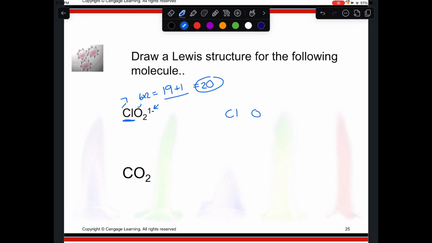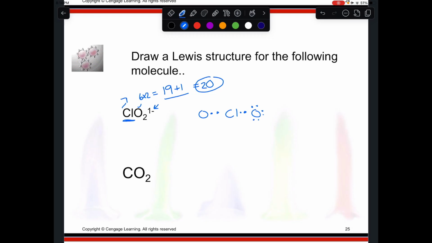Now, this one has a center atom of chlorine, and again, some of them are very weird exceptions that you'll learn about as you go further into chemistry. So if the center atom isn't what you would expect, utilizing my rules, then I will just give you a little hint of what the center atom is by telling you. Okay, so trust me on this one, the center atom is chlorine. So then we're going to go ahead and make our connections.